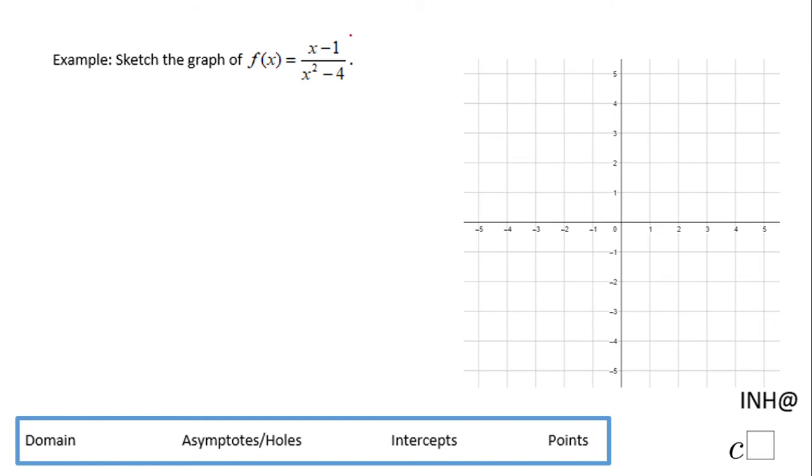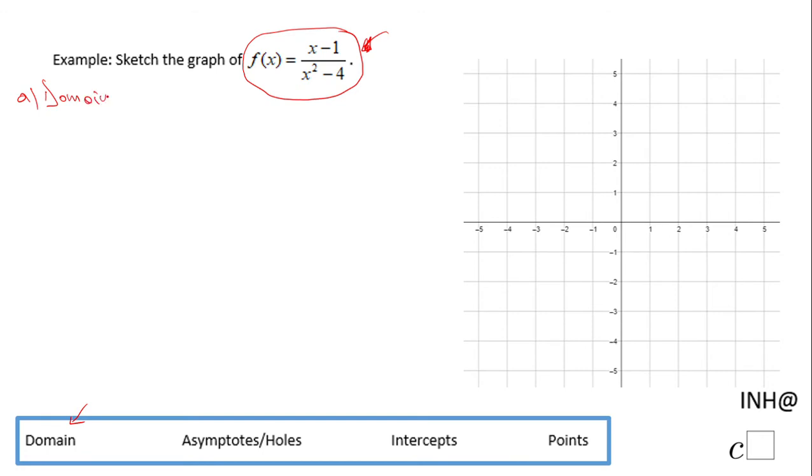In this video clip, we're gonna sketch the graph of a rational function, and you see here what the rational function is. First of all, I will suggest you to see if that rational expression can be simplified. It's not the case in this case, so we can move to find the domain of this function.